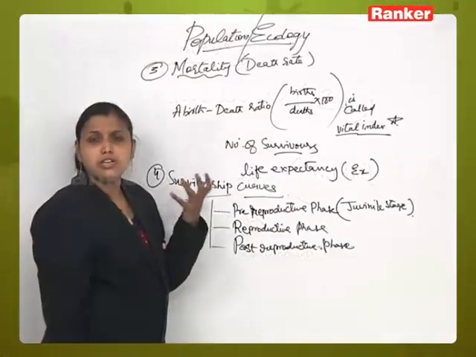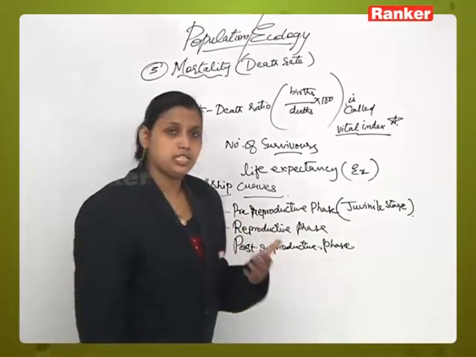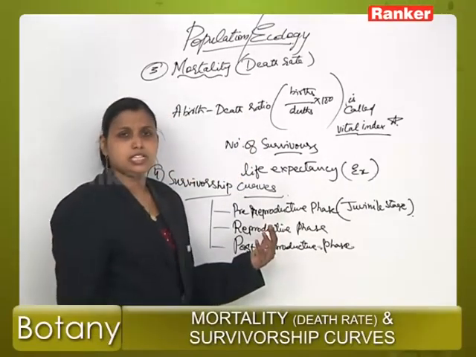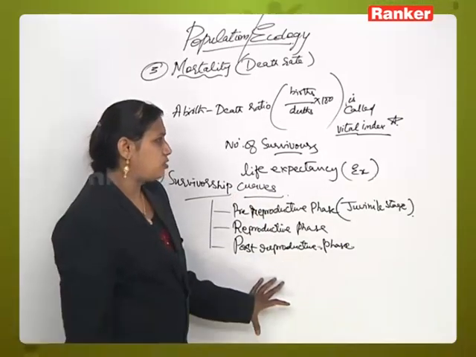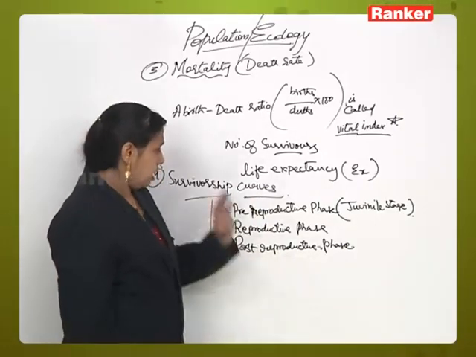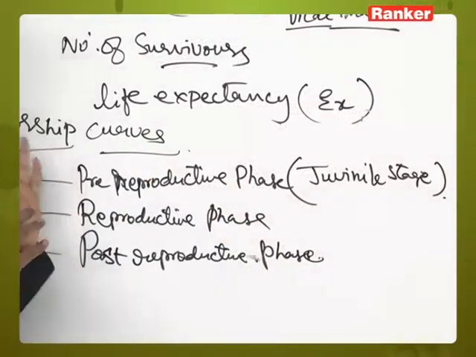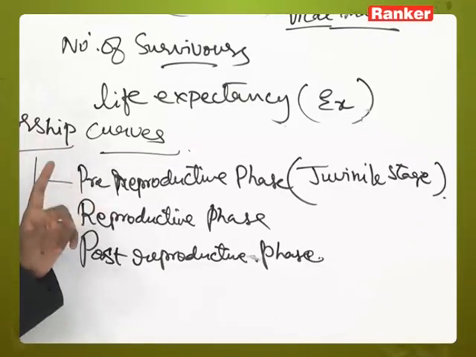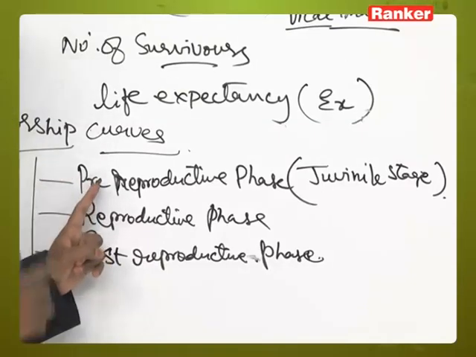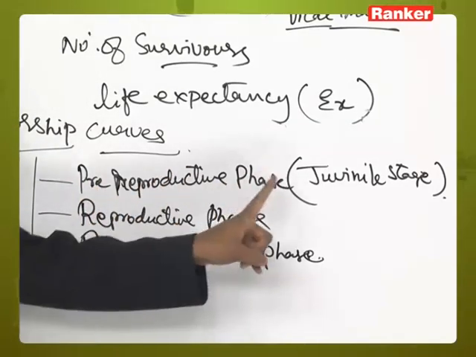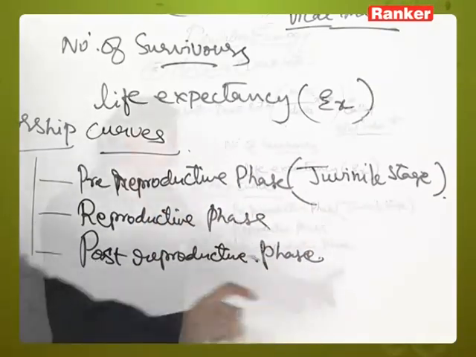Pre-reproductive stage means the juvenile stage, the initial stages of its birth. Next, the reproductive stage is called the mature stage, and the third stage is called the post-reproductive stage, where aging will occur. Now, survivorship curves are nothing but the curves showing how the percentage of survivors differs from age to age in different individuals. The percentage of survivors is different in the pre-reproductive stage, different in the reproductive stage, and very less in the post-reproductive stage.